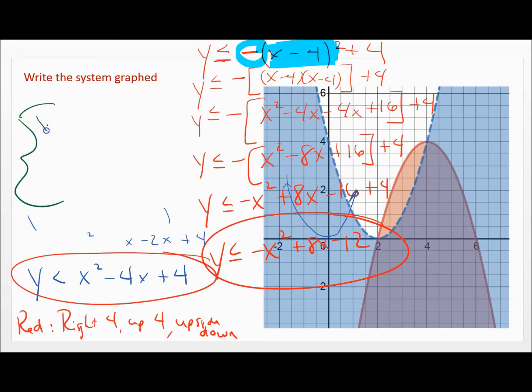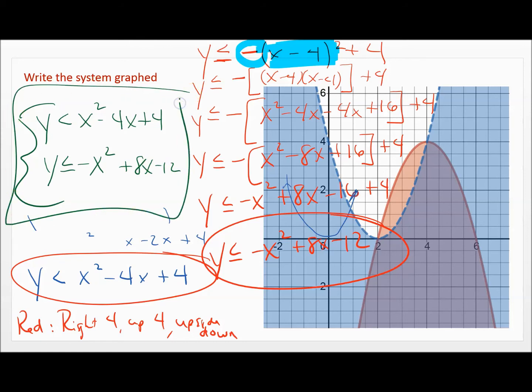Okay, it is going to be y is less than, this is the blue one, x squared minus 4x plus 4. And on the other hand, y is less than or equal to negative x squared plus 8x minus 12. And that is my system. And you do have homework problems like that.